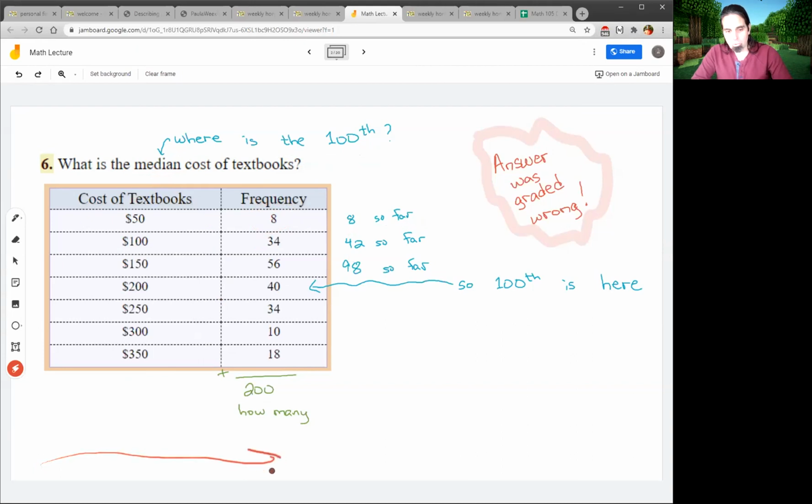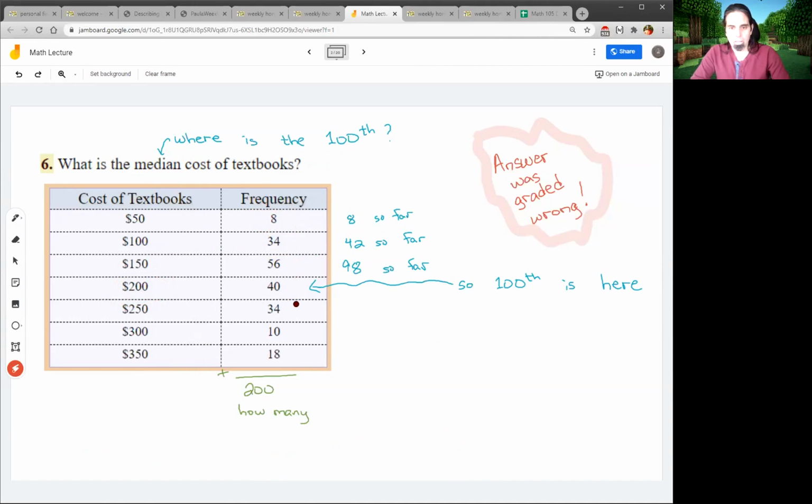Then as we continue to the right on our list, the next 34 would be 100. So we have 42 things so far, adding up those. Then the next bunch of things would be 150s. So adding those up, we have 98 things so far. So the 100th one will land in the middle of this clump of $200, where we're listing 200, 200, 200, 200 again and again and again.